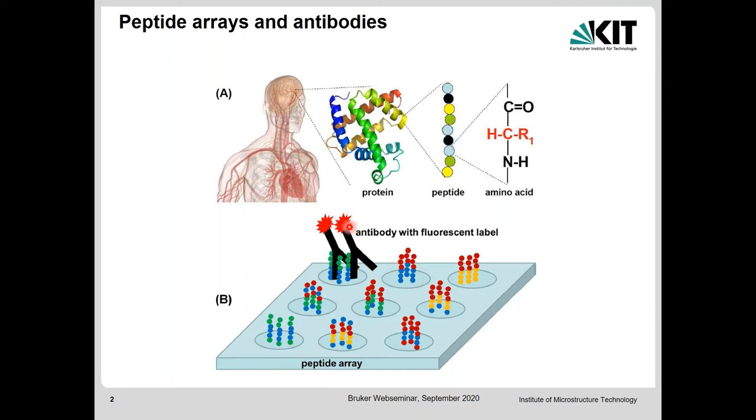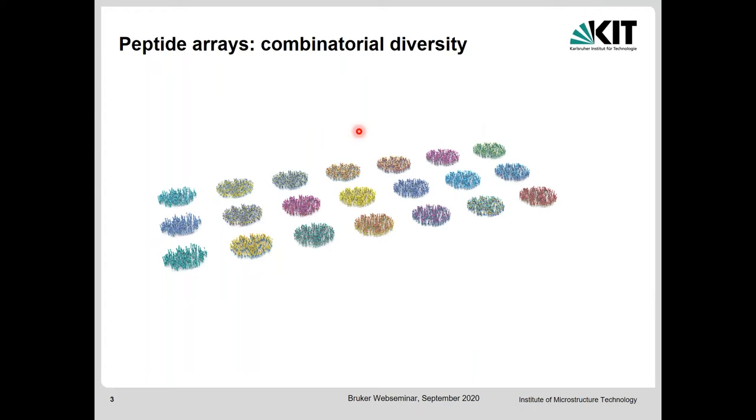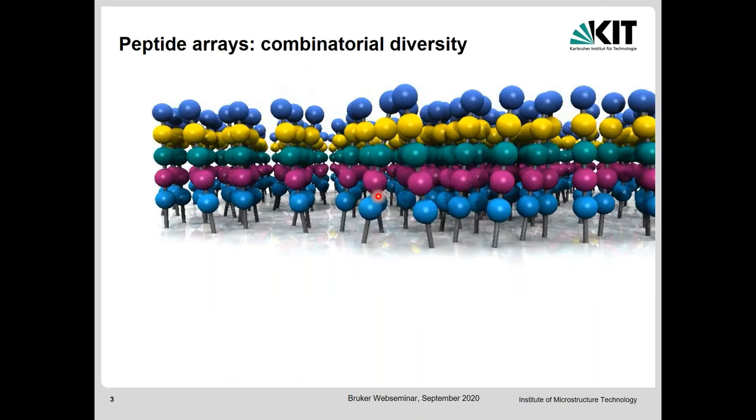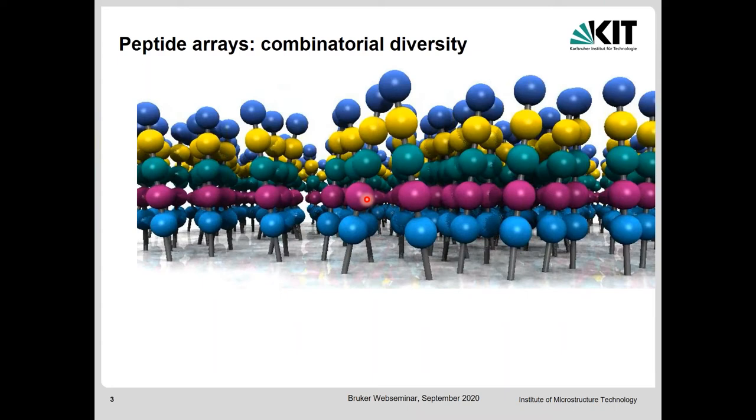Different combinations of these 20 biogenic amino acids are responsible for the whole diversity of proteins in the human body. So we can produce many different peptides arranged in peptide spots on microscope slides, and we will know exactly what kind of amino acid sequence we have in each spot.